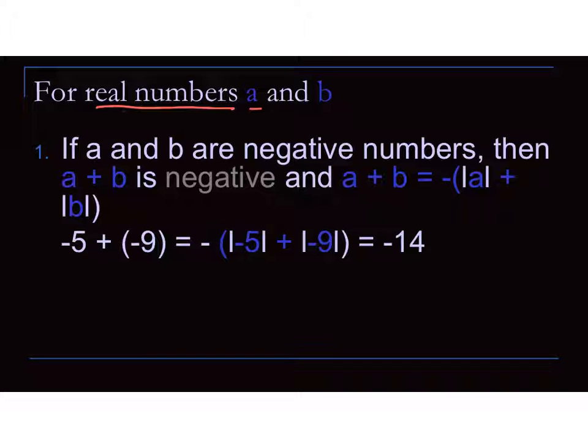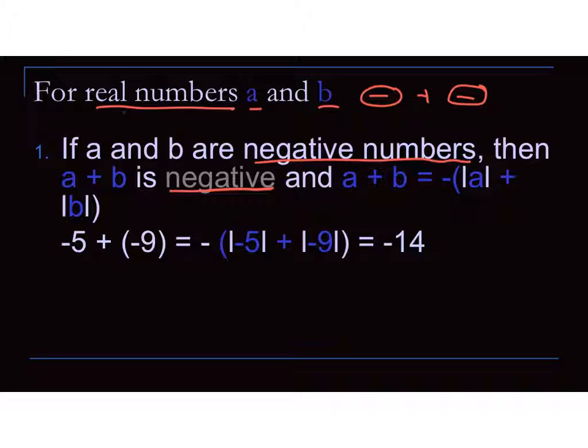If I have two numbers, A and B, I don't care what they are, and I'm adding them together, and A and B are both negative, a negative number plus another negative number, then when I add them together the answer will always, always, always be negative. 100% of the time. Negative plus more negative is going to end up negative.